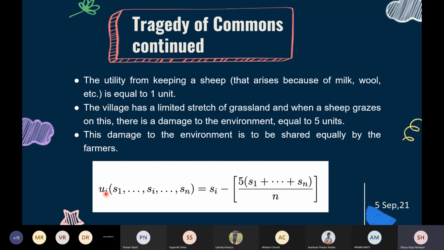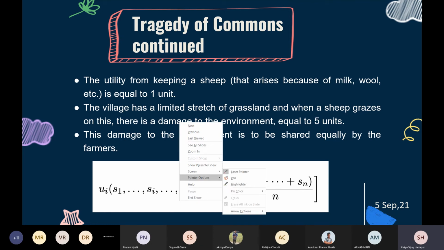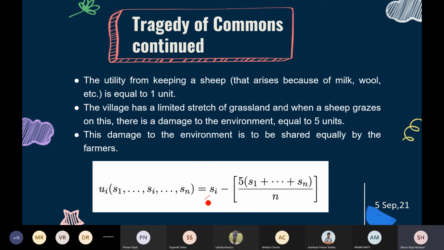So this is utility I. The utility for farmer I, given the strategies of the n farmers, is 1 into SI, because they gain 1 unit of utility, minus 5, because they're losing 5 units of utility because of the damage to the environment, minus 5 into the sum of the strategies divided by n.